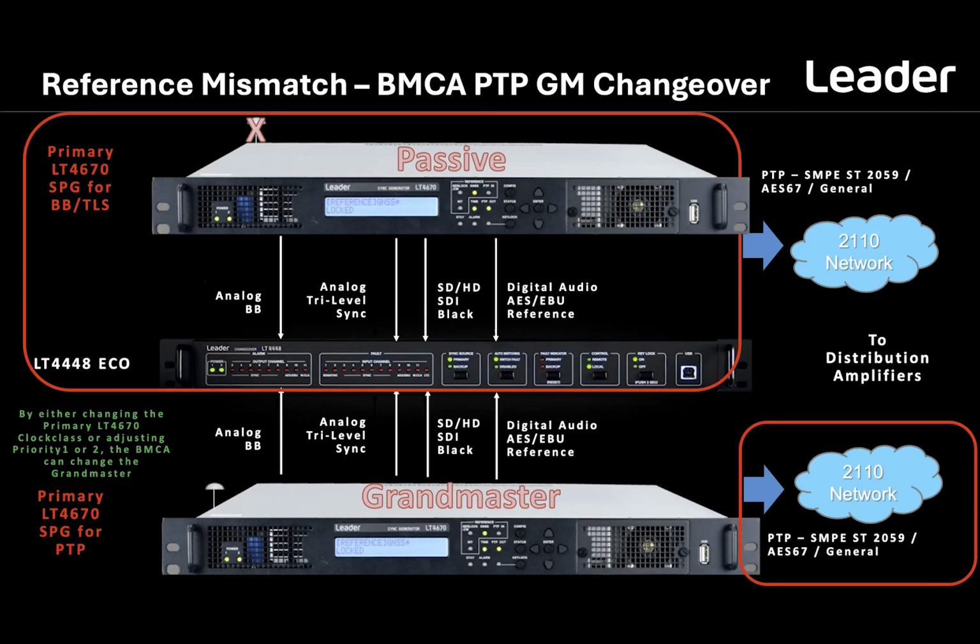And this change can occur for a number of reasons. Maybe there's an issue with the GPS reference causing the clock class to change. Maybe there's adjustments made to priority 1 and priority 2 values. Or it could be a link connection within your system that causes the best master clock algorithm to select a new Grandmaster.